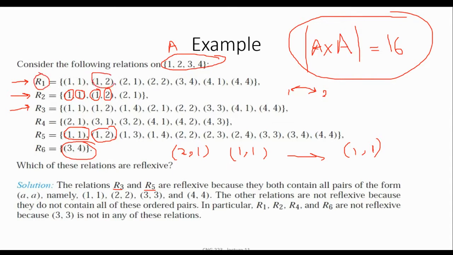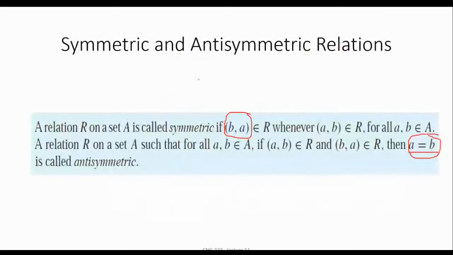Let's check for this one. When I have 1, 2, I shouldn't have 2, 1, but I have it here. So it means that this is not antisymmetric. You see? For 1, 2, again, I have 2, 1. For R3, why is this one not antisymmetric? Again, I see 1, 2 and 2, 1. I see 1, 4, 4, 1. So again, this is not antisymmetric. As soon as you find one counterexample, that's good enough to say this set is not antisymmetric.